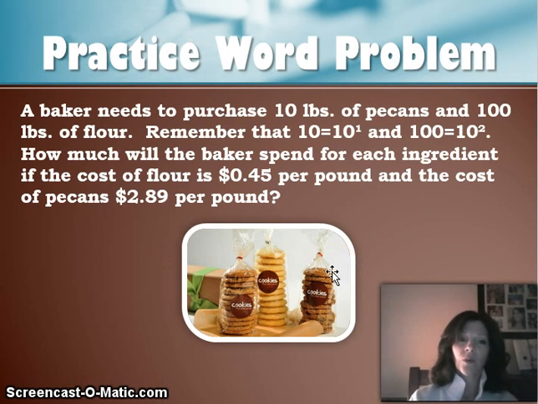All right, let's look at a word problem for tonight. A baker needs to purchase 10 pounds of pecans and 100 pounds of flour. Remember that 10 equals 10 to the first power. 100 is 10 to the second power. How much will the baker spend for each ingredient if the cost of flour is 45 cents per pound and the cost of pecans is $2.89 per pound? I want you to pause the video, try to work this out on your paper, and continue when you're finished.